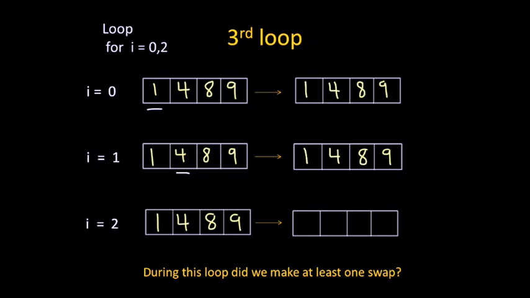Our last iteration. Finally, we're at position 2, and we ask, is the value at the current position greater than the next? It is not. The list remains the same. During this loop, did we make at least one swap? No, which means that we are finally done.